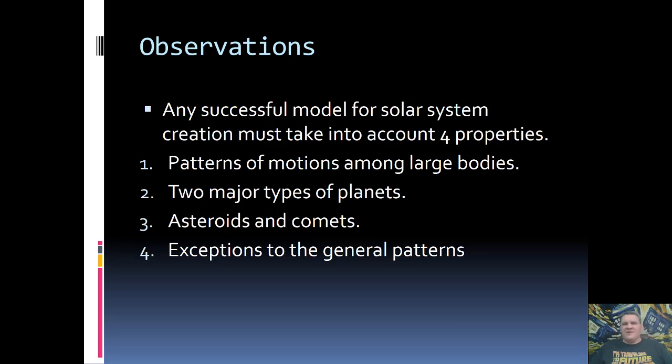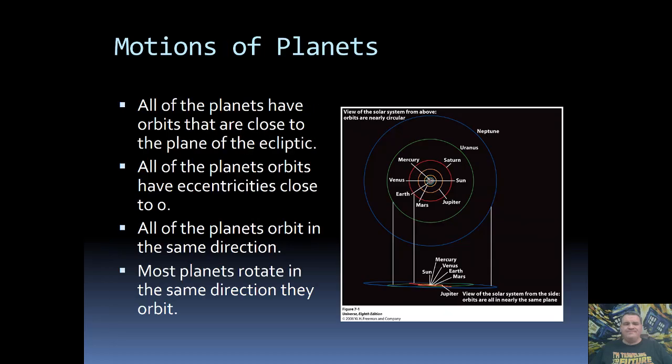Any good model that's going to describe solar system formation has to account for four things. First, the patterns of motions among large objects. Why is it that the planets and moons move the way that they do? Second, why are there two types of planets? We see a clear distinction between the inner planets and outer planets. How is it that we got these two types? We'll mention more about those in a second. Third, where do asteroids and comets come from? And then fourth, any exceptions to the general patterns that we see in the first and second points. So let's look at some of these patterns and so on.